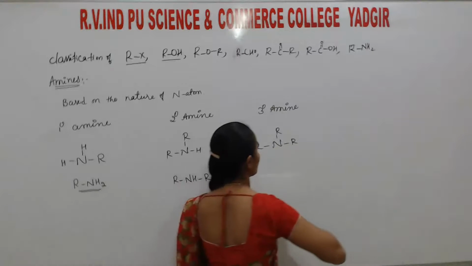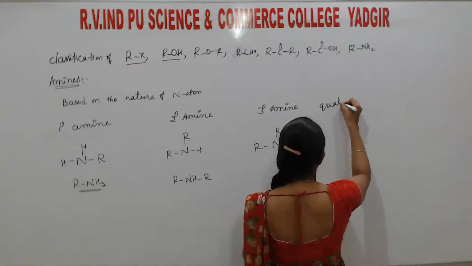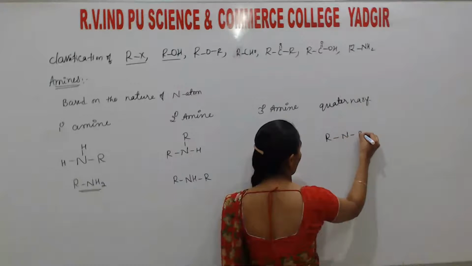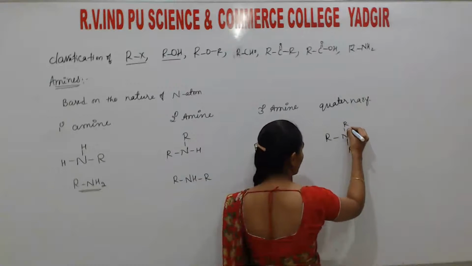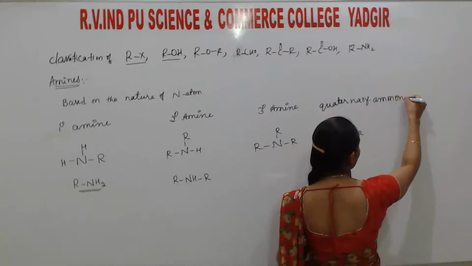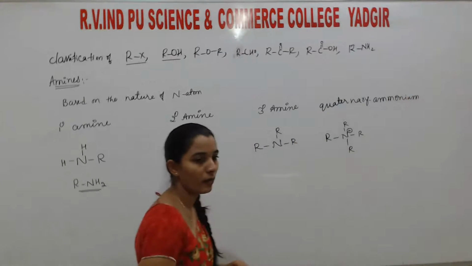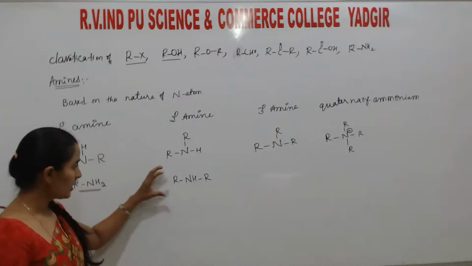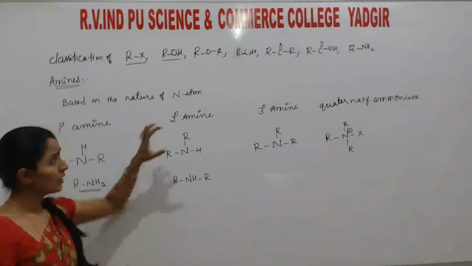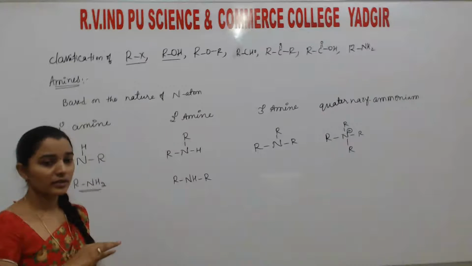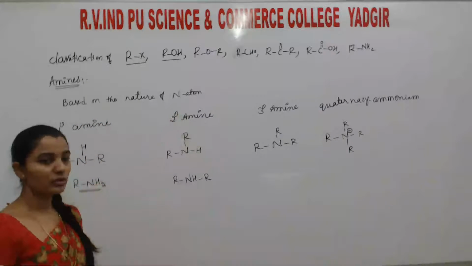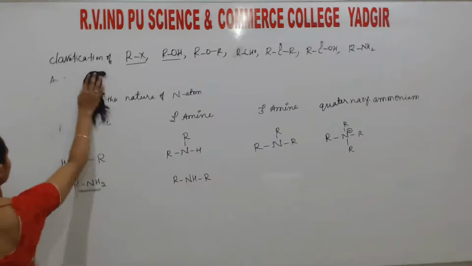In this, another one is there, that is quaternary. The quaternary means same R, N, R compound. This will get plus charge. That is quaternary ammonium. But in the main classification, primary, secondary, and tertiary. Only one classification. Are you getting? So this is the classification of amines. There is no aryl, nothing. Okay? Only primary, secondary, tertiary based on what? The nitrogen.